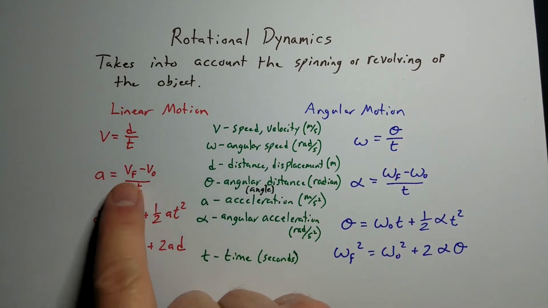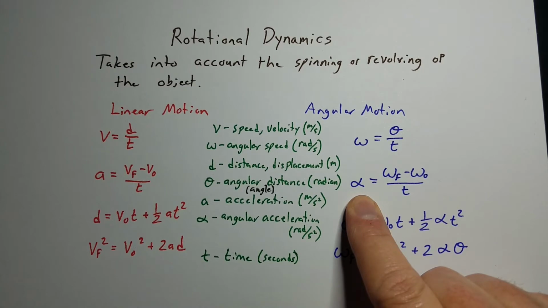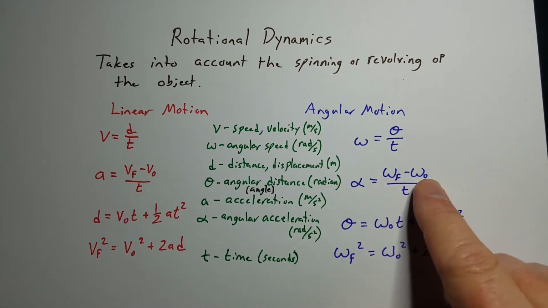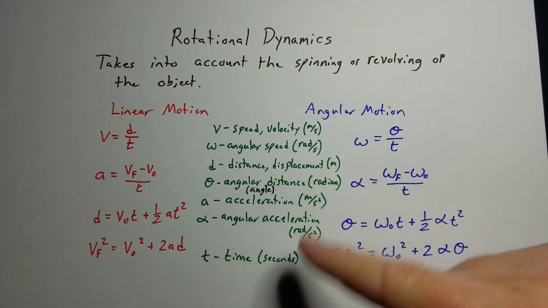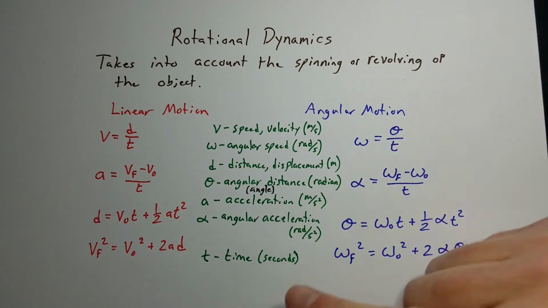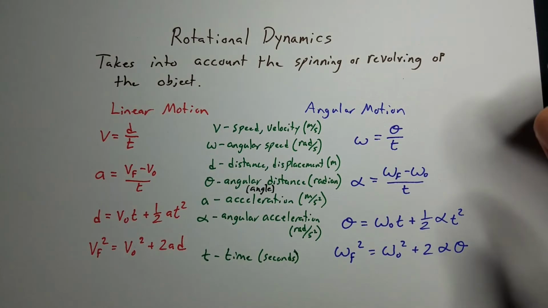Again, acceleration is final velocity minus original velocity over time. Angular acceleration is final angular velocity minus original angular velocity over time. They match up almost one-to-one. So it's the same style equations. It's just now we've got to talk about things spinning rather than just moving at some rate across the ground in a nice linear fashion. So let's take a look at a few basic problems here.